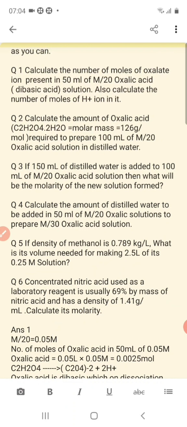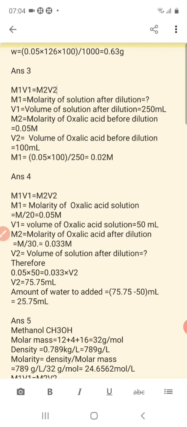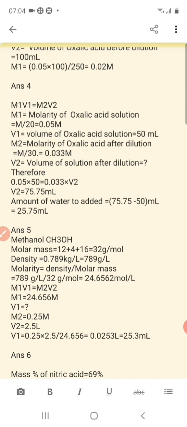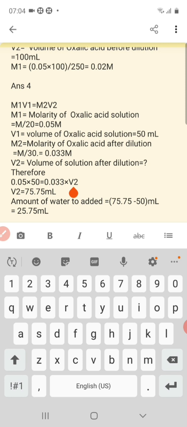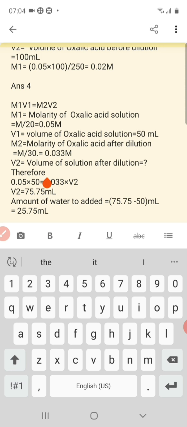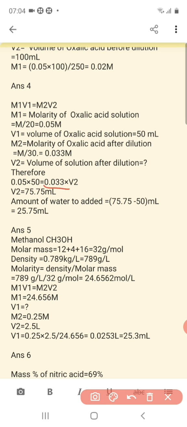We have taken exactly 50 ml of oxalic acid solution. Now we get the value of V2 as 75.75 ml because I have taken the value of M by 30 in decimal as 0.033. So the value of V2 will be equal to 75.75 ml.